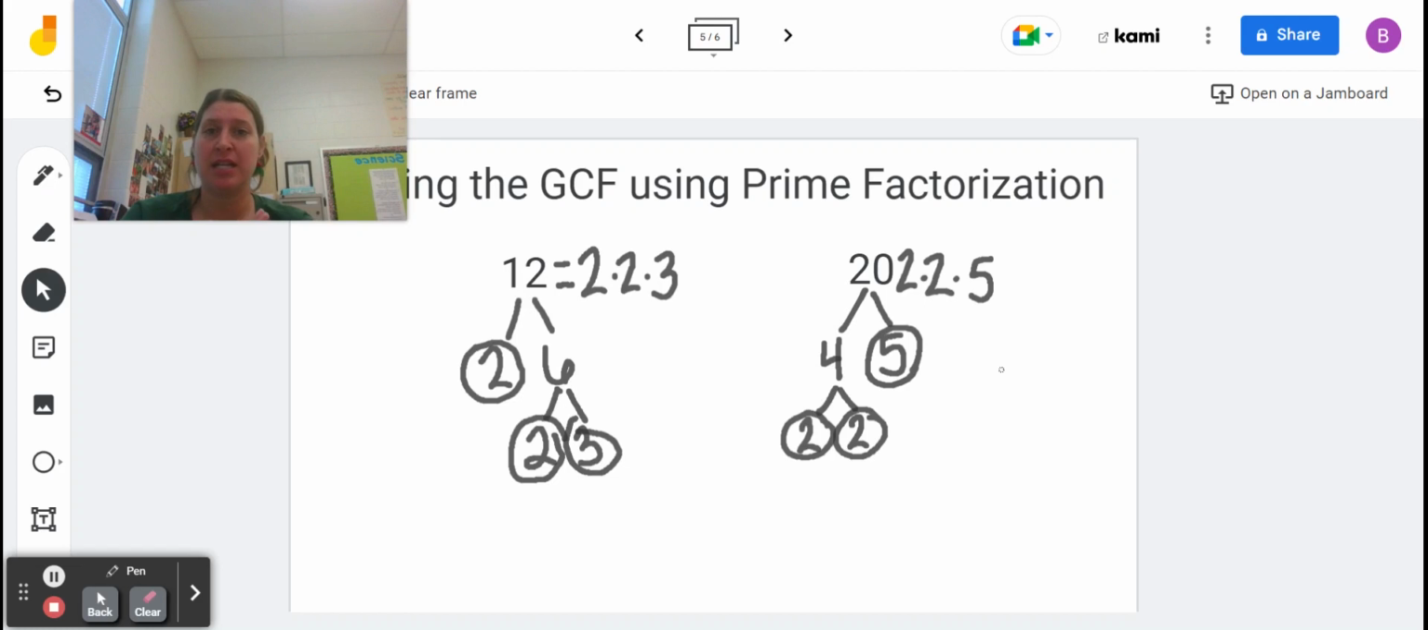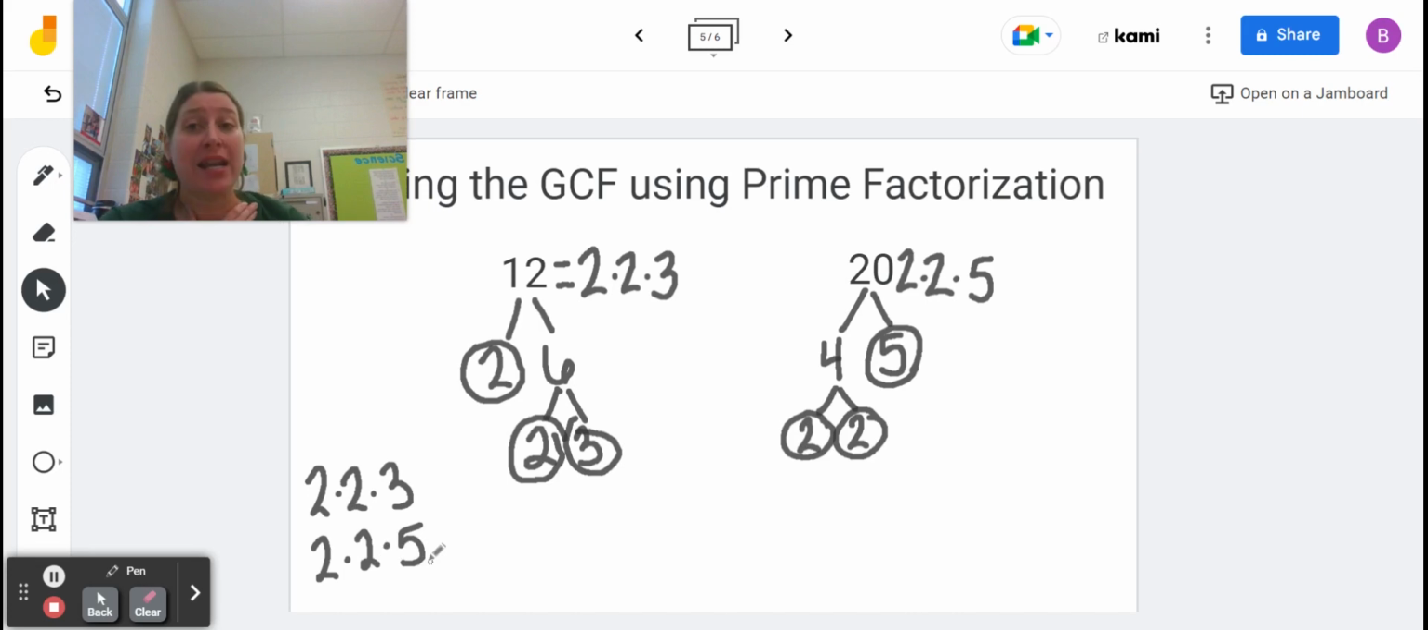Both of these are the same size. It really honestly doesn't matter, so I'm going to put them on top of each other. So 2 times 2 times 3, 2 times 2 times 5.